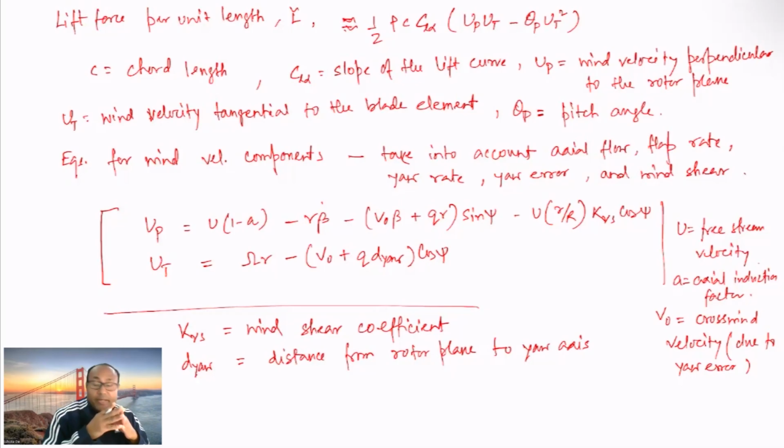And while getting those wind velocity components, which will take into account this axial flow, flap rate, yaw error, wind shear, everything, you would get this where U is the free stream velocity, A is the axial induction factor, V naught is the crosswind velocity, K mu is wind shear coefficient, D yaw is the distance from the rotor plane to your yaw axis. So considering individually all these expressions, we'll finally get this. So now we will derive this one by one.